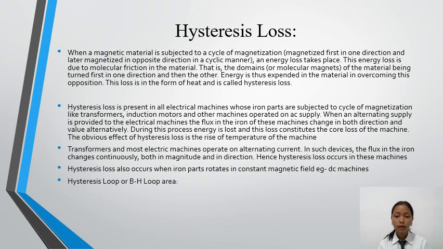Transformers and most electric machines operate on alternating current. In such devices, the flux in the iron changes continuously both in magnitude and in direction. Hence, hysteresis loss occurs in these machines. Hysteresis loss also occurs when an iron part rotates in a constant magnetic field, for example, a DC machine.